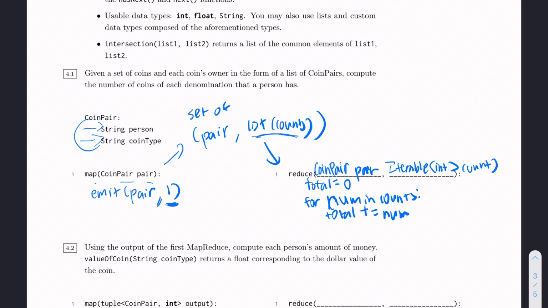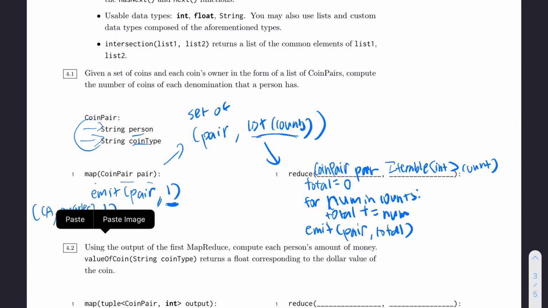After we're done looping through the for loop, we emit the pair, which tells us the person and the coin type, along with the total number of coins of that coin type that we have. So what this is going to look like, if I step through a small example: I have a person called A, and the coin type is a quarter, and then I'm going to have a count of 1. For every single coin pair of type quarter, I'm going to have a bunch of these.